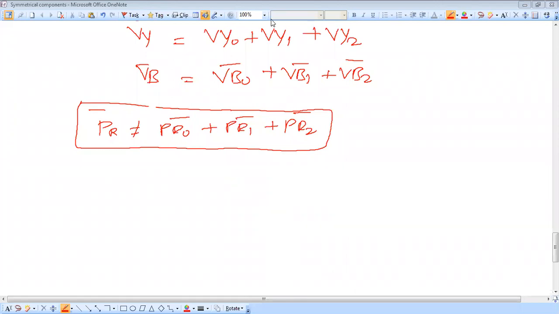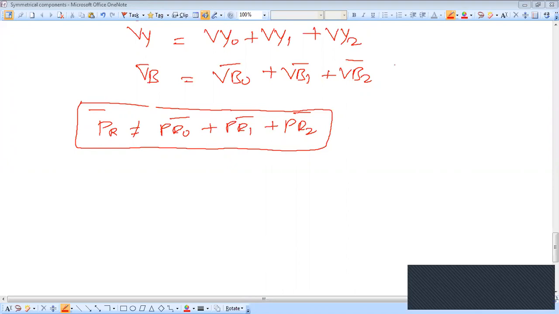Hi everyone. In the last class, we discussed the introduction of symmetrical components in lecture 1. What is the summary of lecture 1? What is the importance of symmetrical components? Why do we study symmetrical components? That we discussed in lecture 1, and I'm going to summarize it here.